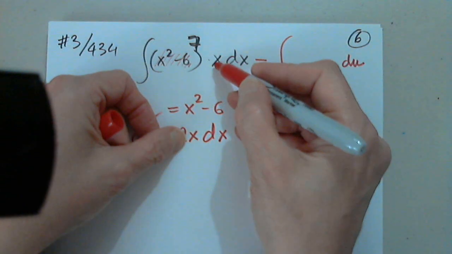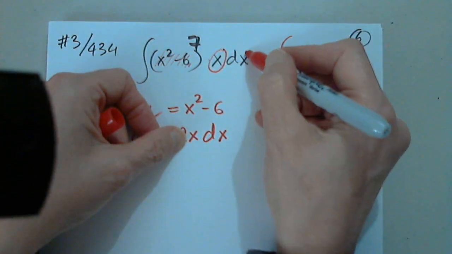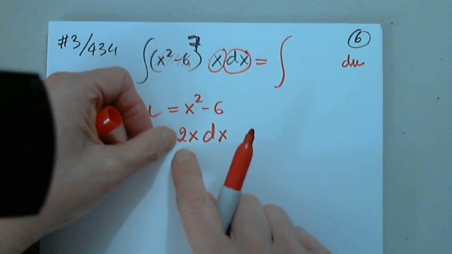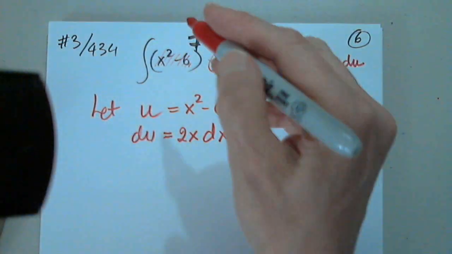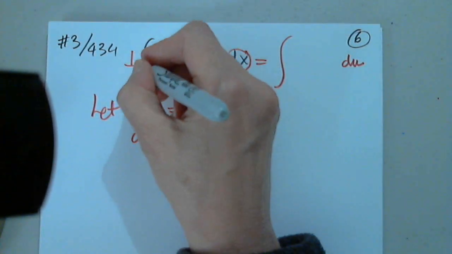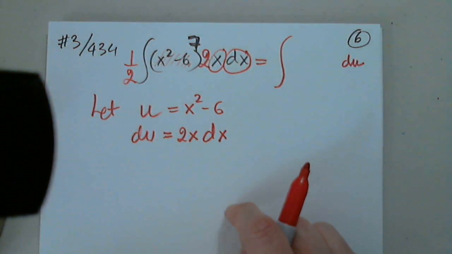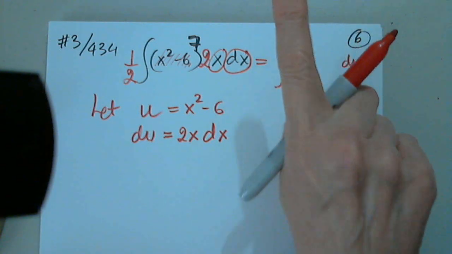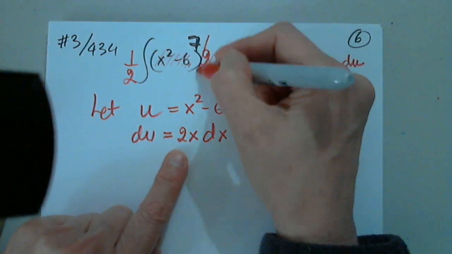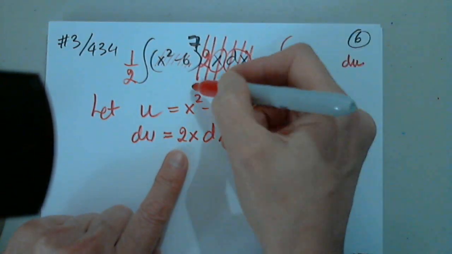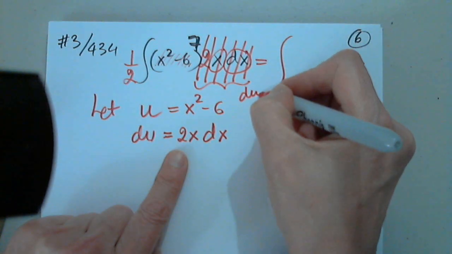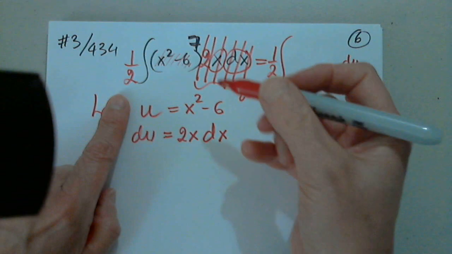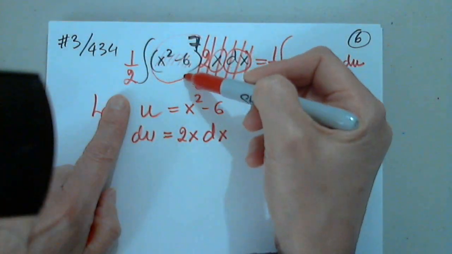Now let's see if we have this here. Yes, I have x. Yes, I have dx. I don't have the 2. Not a big deal. I can multiply by 2 and divide by 2. It's a number, it's a factor. 1/2 times 2 is still 1. But now look what happens here. All this is du. I have a 1/2 in front. I have the du. What does this become?